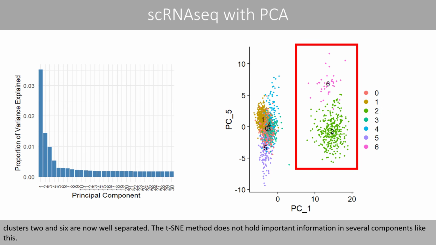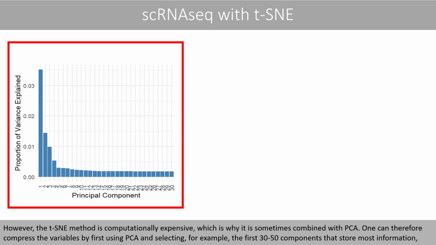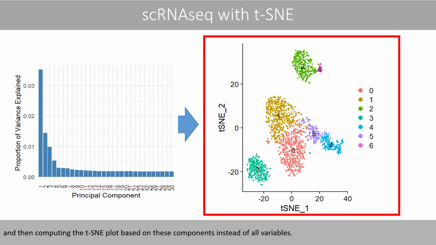The t-SNE method does not hold important information in several components like this. Instead, it includes all information into just 2 dimensions, which explains why the t-SNE plot better shows the clusters that exist in the high-dimensional data. However, the t-SNE method is computationally expensive, which is why it is sometimes combined with PCA. One can therefore compress the variables by first using PCA and select, for example, the first 30 to 50 components that store most information, and then computing the t-SNE plot based on these components instead of all variables.